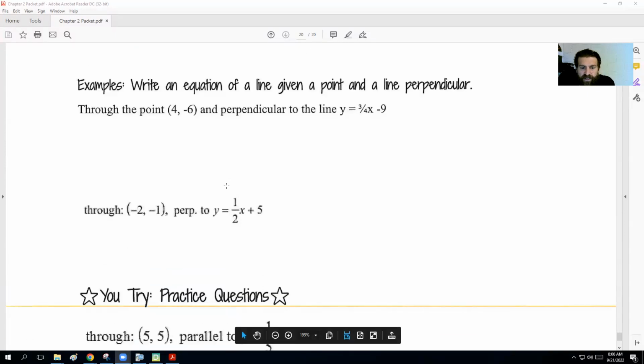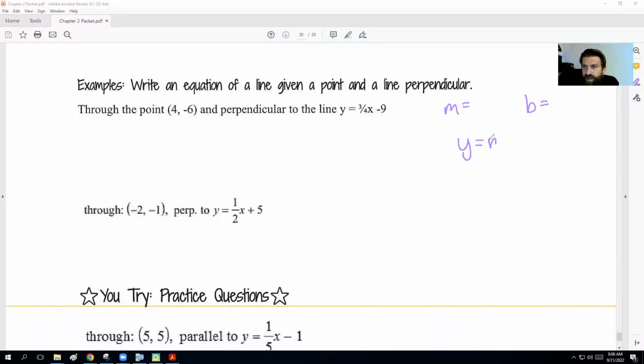All right, now perpendicular here. Perpendicular is going to be the same as parallel. We just have to remember to flip and switch the slope. All right, so we've got to find our m, we've got to find our b. We're going to plug it into y equals mx plus b.